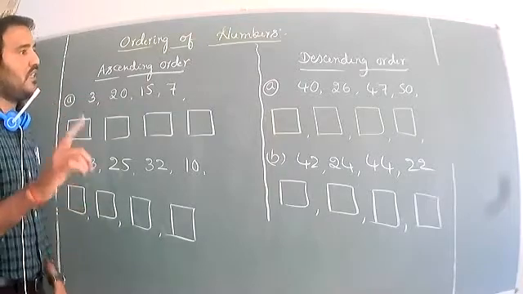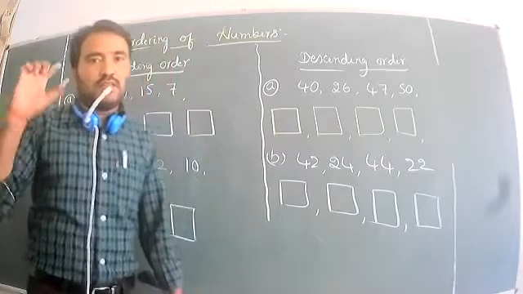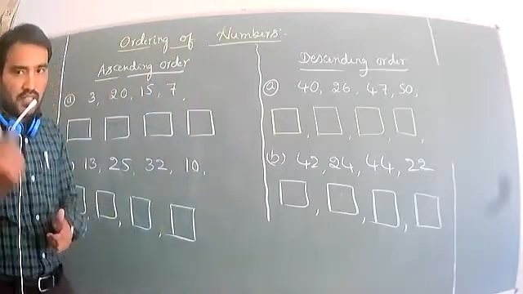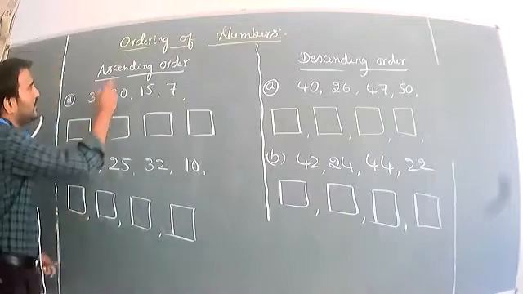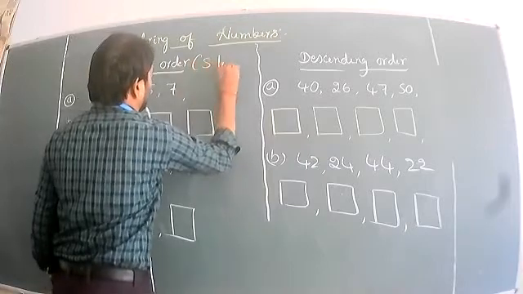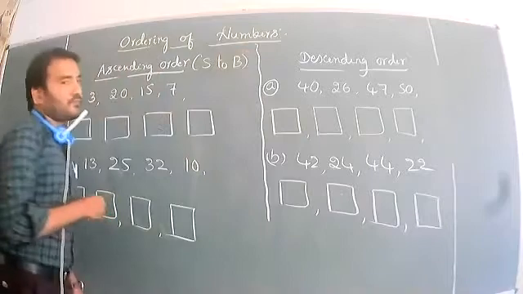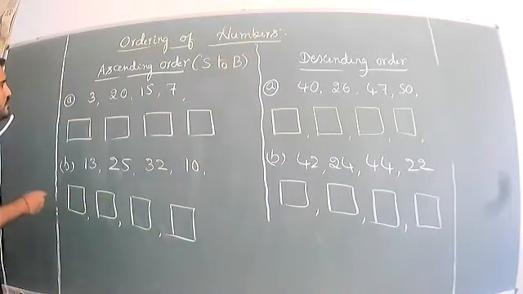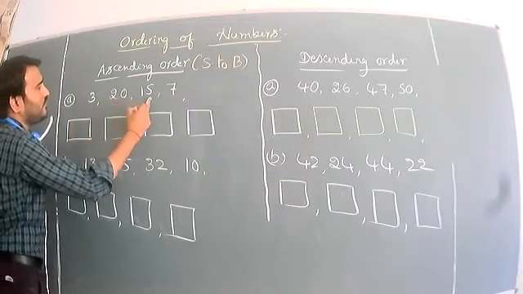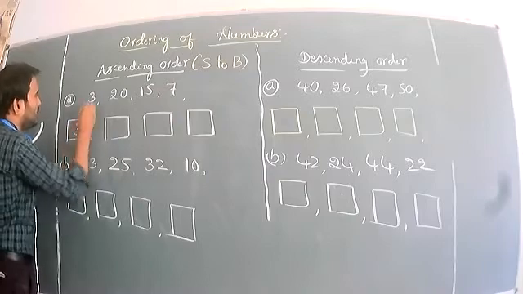So first, observe all the numbers. Then we can make the smallest number, and we can make the ascending and descending order. Ascending order is smallest to biggest, small to big. Which number is smallest here? 3, 20, 15, 7. Which one is smaller? 3 is smaller. So it is already over.